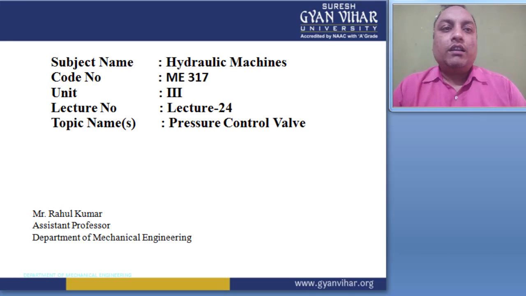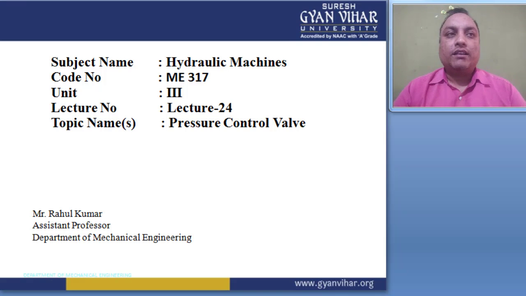Hello everyone, this is the lecture series of the hydraulic machine subject, a BTech 5th semester mechanical engineering subject. The course code of this subject is ME317, unit number 3, lecture number 24. For today's lecture, the topic is pressure control valve.